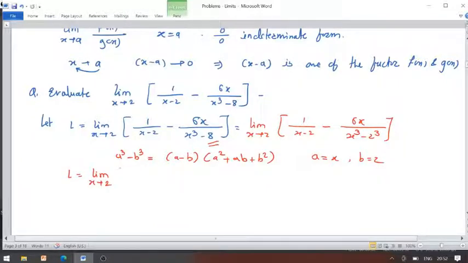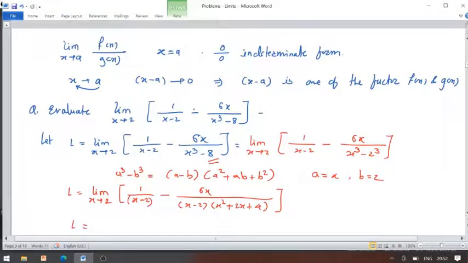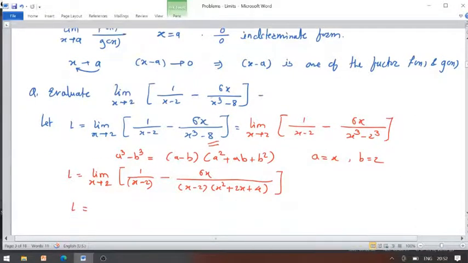We get the limit as x tends to 2 of 1 upon x minus 2 minus 6x divided by x minus 2 into x square plus 2x plus 4, which is x cubed minus 8. Now look at both rationals here. We have to convert them in terms of rational functions, f of x and g of x. Keep in mind, for that, consider the LCM of your denominators.